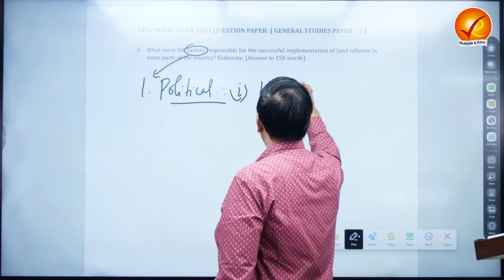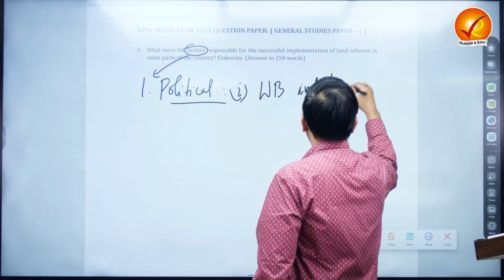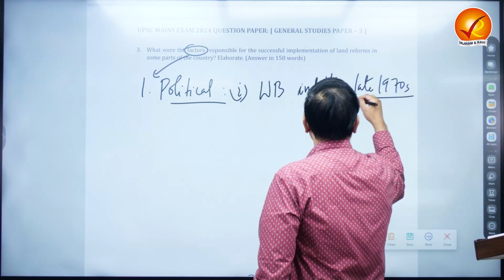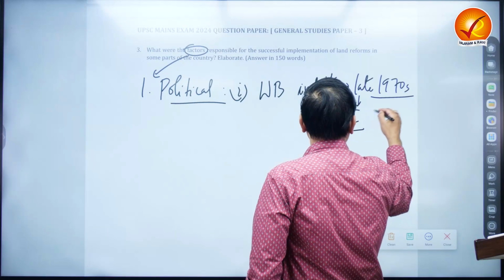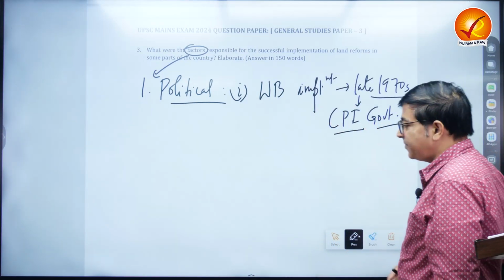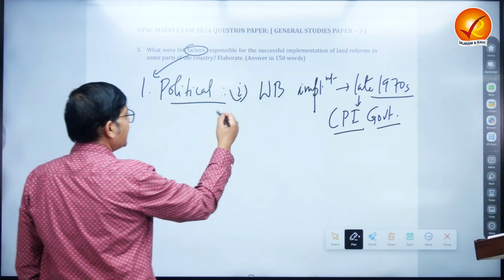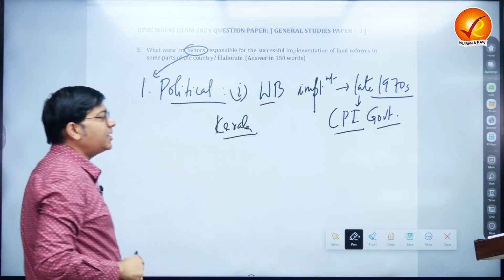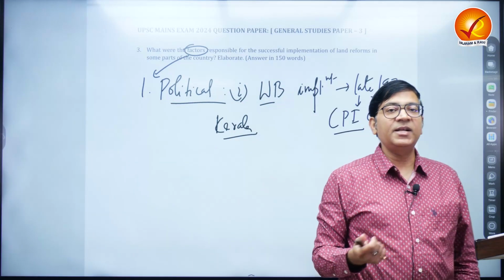Like West Bengal, where implementation is mainly by the late 1970s, when the Communist Party of India forms government. Clearly there is a better political will with the CPI government to implement the land reform. A similar thing you can say for Kerala also. Kerala and West Bengal both have been under the communist government for a long time period, and it clearly mattered.